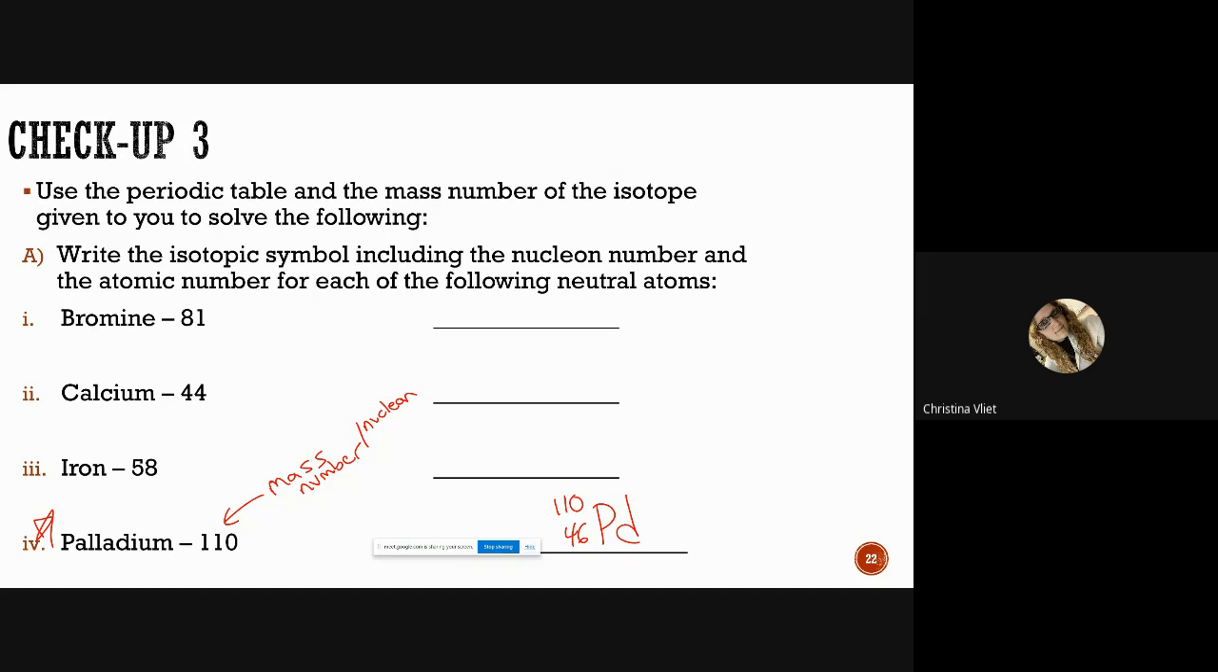And so that's all we're going to do for neutral atoms. I just wanted to show you one. You don't have to do all of these. You can do extra ones if you want on your own time, but I just wanted to show you the idea of what you would do.